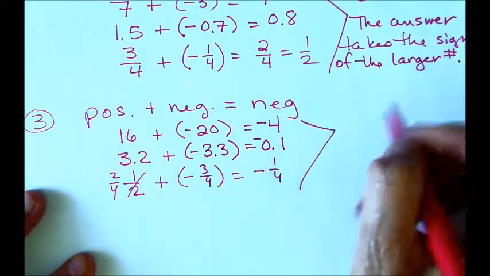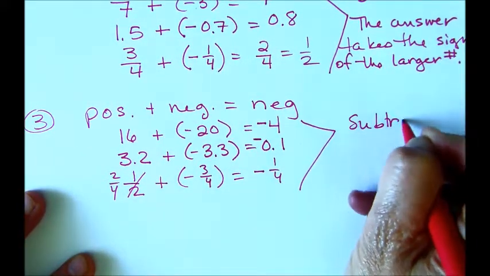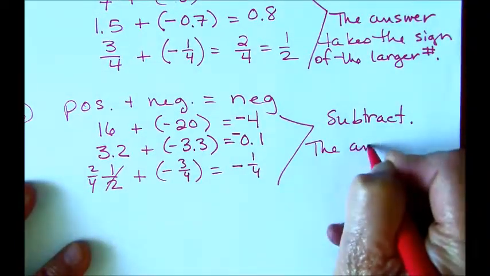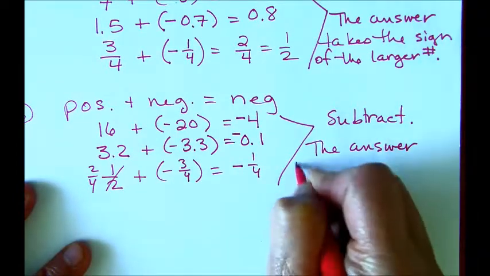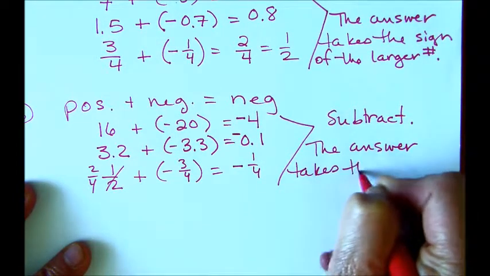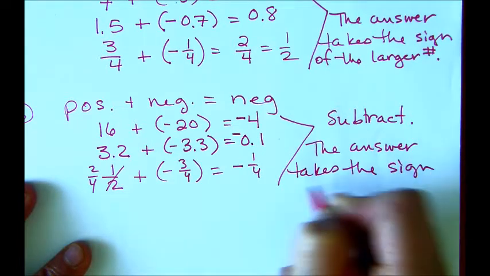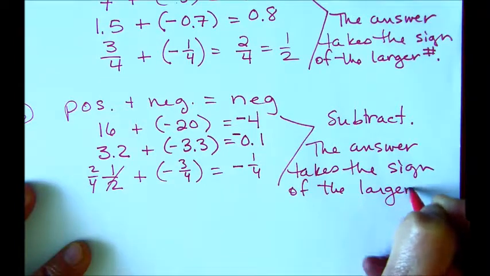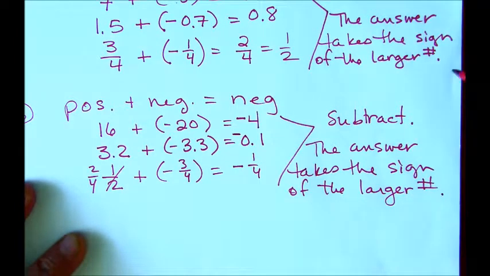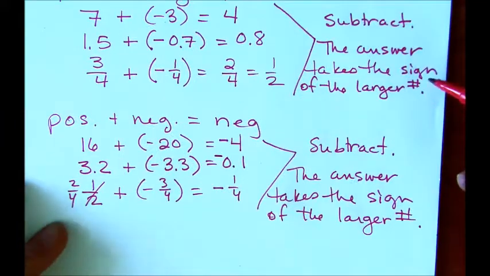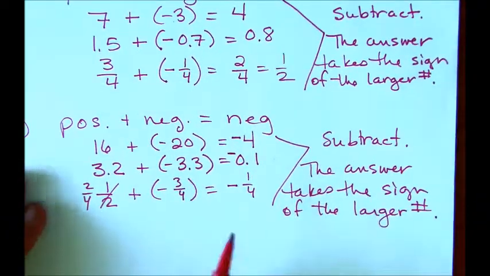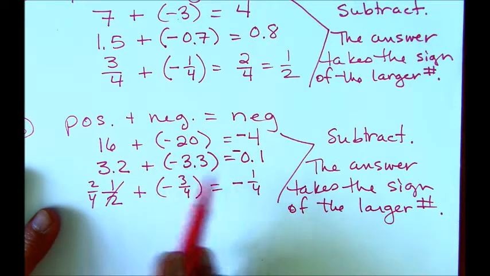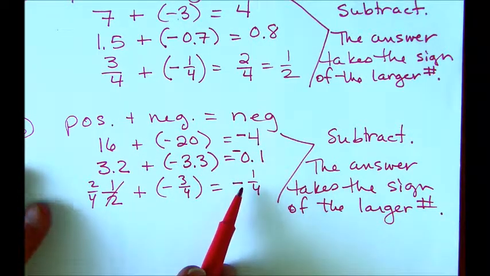And again, we're subtracting, and the answer takes the sign of the larger number. So it's really the same rule as this one that we just did up here. But in this case, the larger numbers in all these examples were negative numbers. So our answers have to reflect that. They're going to be negative numbers.